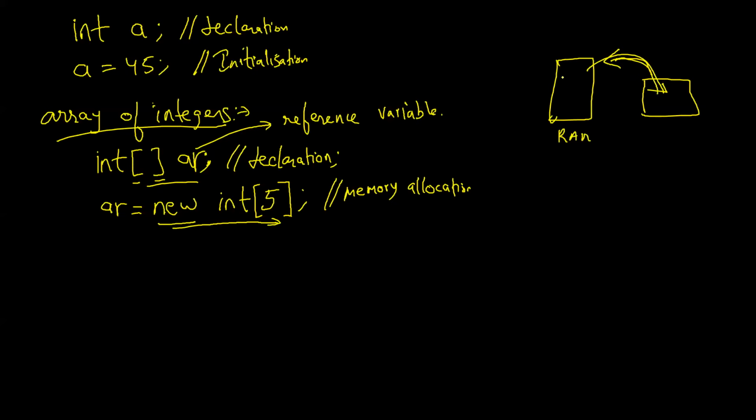In RAM, actual space for 5 integers will be allocated, and that address will be stored here. So this is not the actual memory here, like you have seen in primitive data types. It is something where you store the reference to this particular memory that is present. As simple as that.